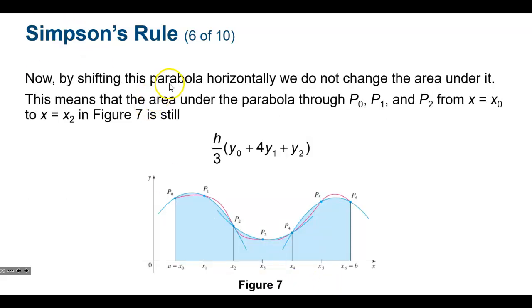Now, by shifting this parabola horizontally, we do not change the area under it. This means that the area under the parabola through those three points, from x equals x subscript 0 all the way to x subscript 2 in Figure 7, is still the following.